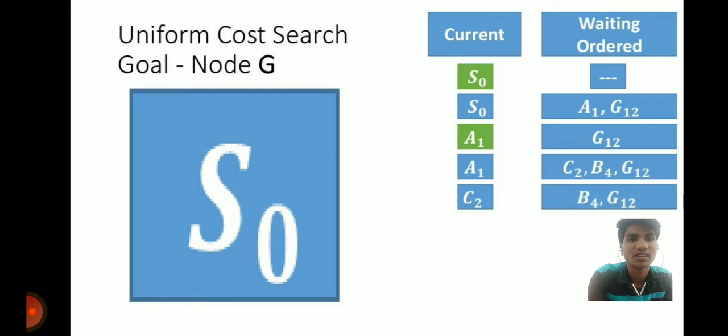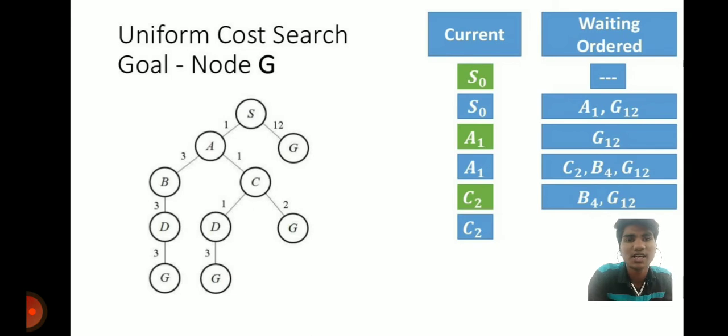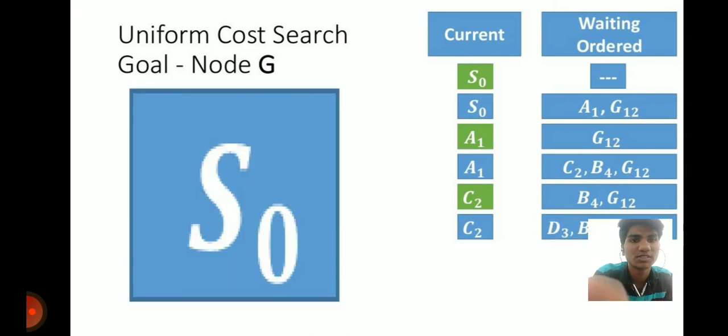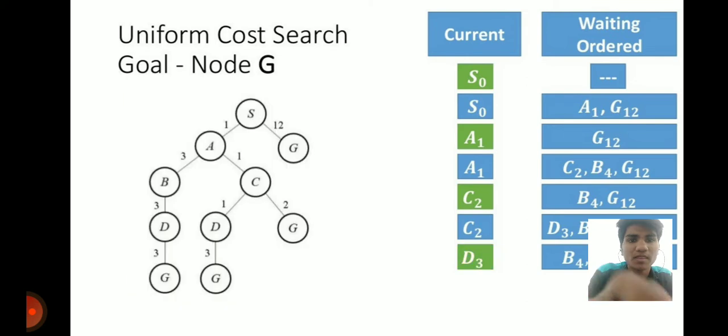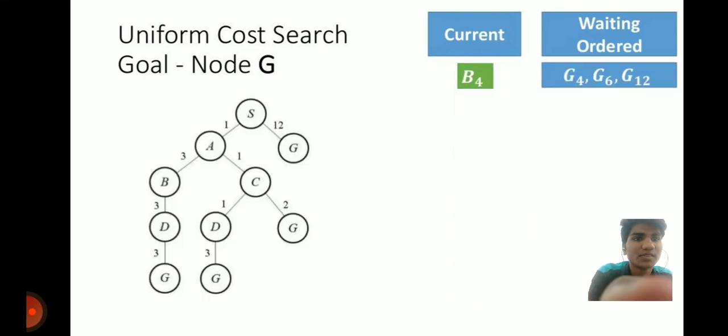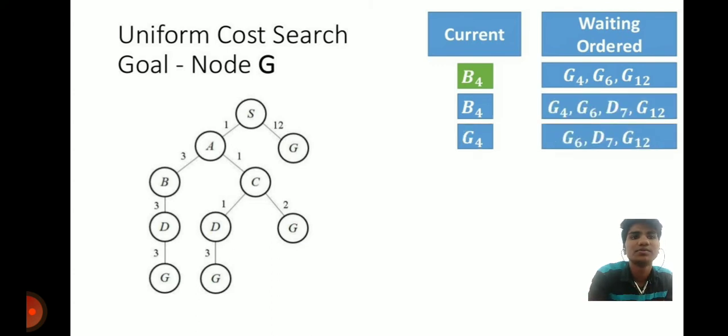After that, A has C, B, G states, and here the list has C as the least, so it will go to C. After C, here D and G are the child nodes of C. D has 1 and G has 2, so it will go to D. So after that, after D it will go to G. So here our goal node is G, so it will stop here.